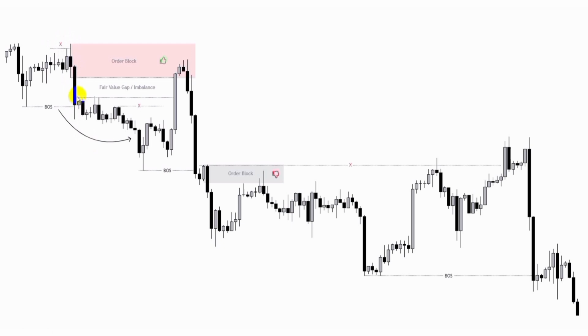Why? Because this took out this liquidity, and then we have the fall of price to the downside. You can see now price left the fair value gap. Price created this low. So we want to see price return because we have inefficient price delivery here. Now you can see how price returned to the upside, filled up the fair value gap, the imbalance, mitigated the order block, and then fell to the downside.